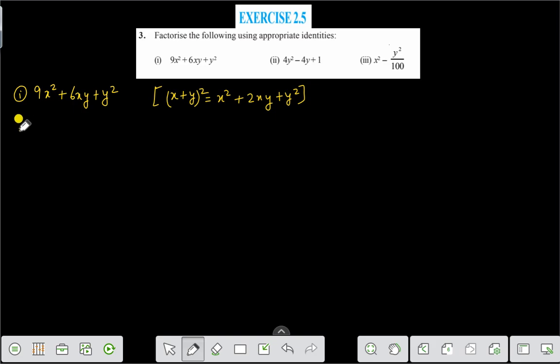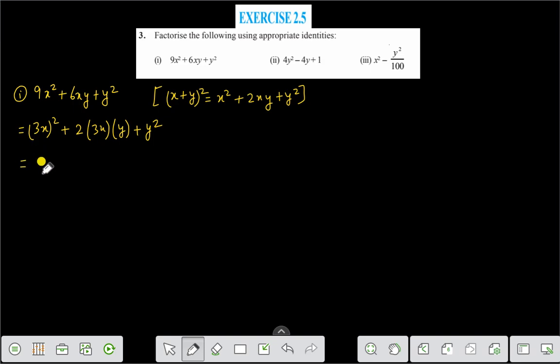Therefore, it can be written as (3x) whole square plus 2 into 3x into y plus y square. Since we are getting x square plus 2xy plus y square, therefore it will be (x plus y) whole square.